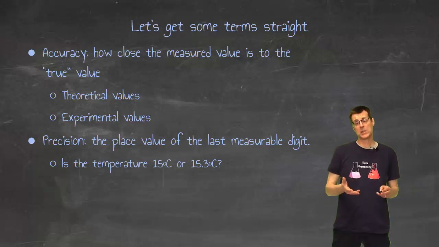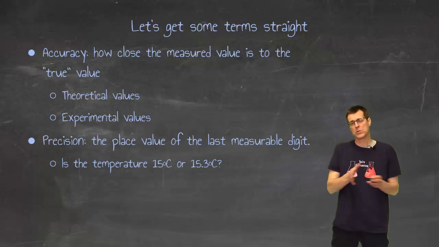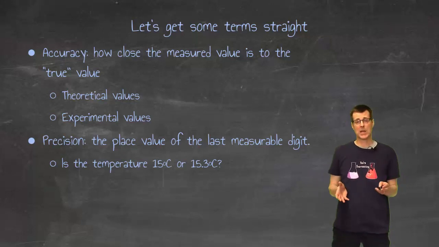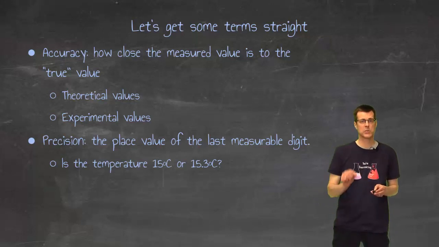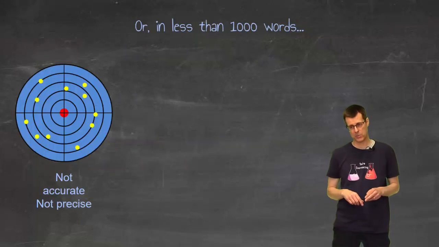And I guess maybe a picture is going to be a little bit better, but as an example, is the temperature 15 or is it 15.3? That would be a matter of precision. Those two numbers are rounded off the same. Not sure which one would be closest to the true value, but one has much more precision to it because the measuring device allowed us to get to that decimal point.